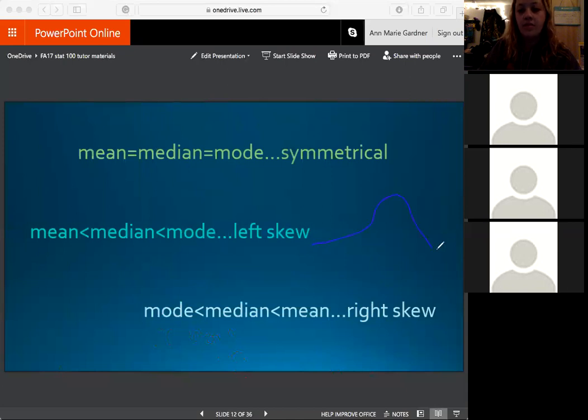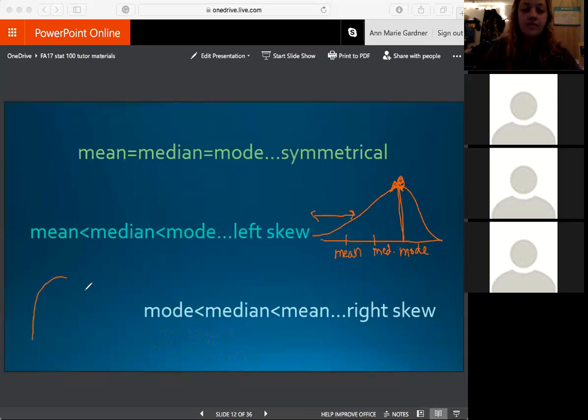A left skew looks like this. Our left skew is going to be when the values are more spread out on the left side. So our mean is going to be our lowest. Your mean is always going to be the lowest on wherever the spread is. And then our median is always going to be our middle. And then our mode, remember, that's our most commonly occurring value. So that makes sense that it's at the same place as the highest value on this skew. So that's how we write that.